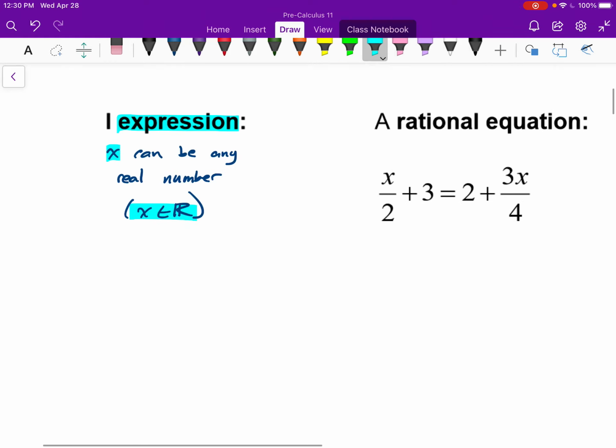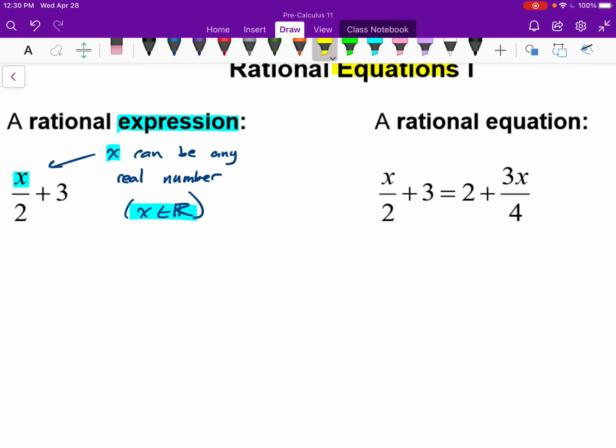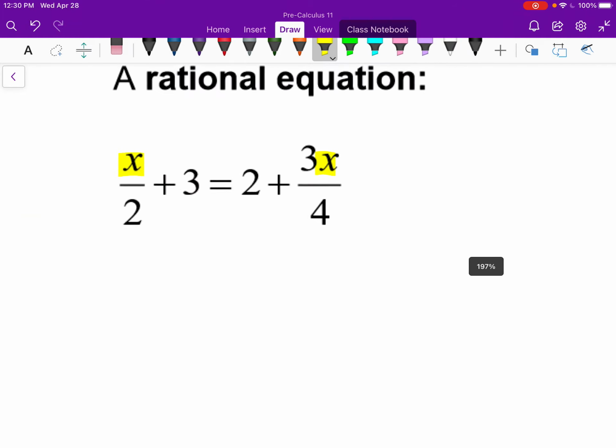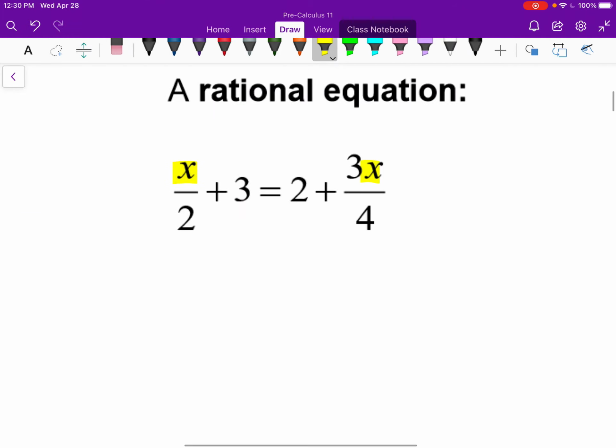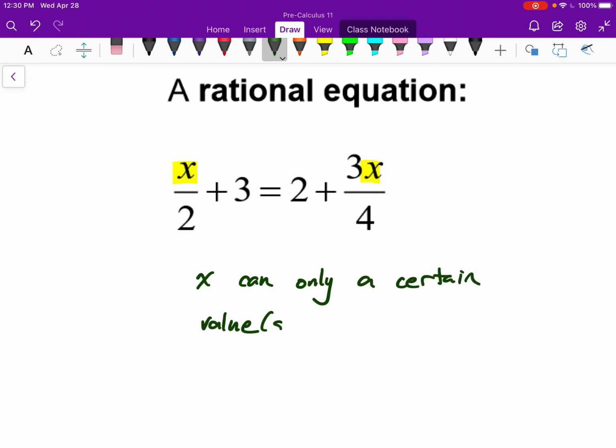An equation, well, has an equal sign. And in an equation, there's a left and a right side that equal one another. And in this case, x cannot be anything. In fact, far from it. In this case, x can only be a certain value or values, which means the vast majority of numbers you pick.